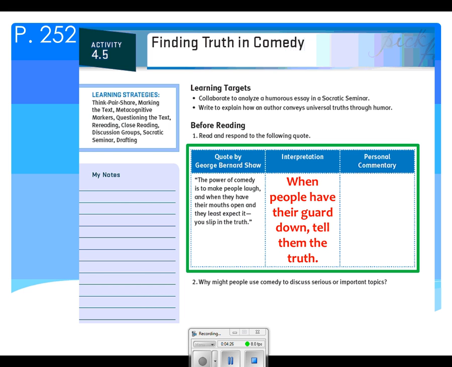All right, here's my interpretation of the quote. Yours might be a little bit different, but I'm going to have you copy this one down that's on the screen. Remember, if you see red ink, make sure you copy it down. I think what Shaw's trying to tell us is that when people have their guard down, that's when you tell them the truth. So don't hit them with a reality right away. Maybe do something like make them laugh, make them comfortable, and then go ahead and tell them what they need to hear.